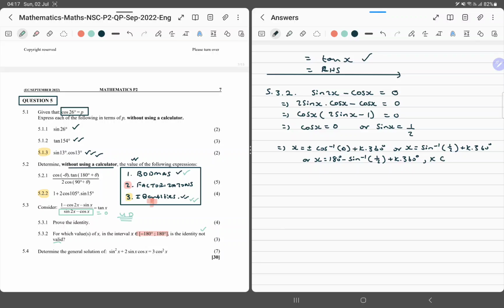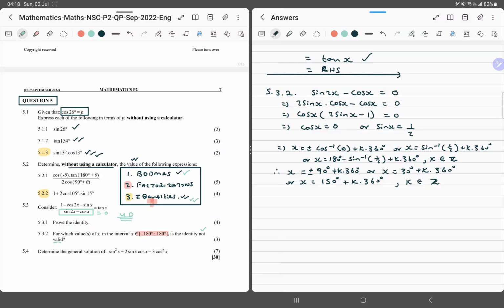Okay, where k is an element of integers. So we are sorted. Can you see, this is all difficult stuff. Basically from here I can tell you this is very easy. I can easily say therefore x must be equal to, alright, arccos of 0 is basically plus or minus 90 degrees plus k times 360 degrees, or x must be arcsine of a half, which is 30 degrees plus k times 360 degrees, or x must be 180 minus 30, which is 150 degrees plus k times 360 degrees, where k is an element of integers.